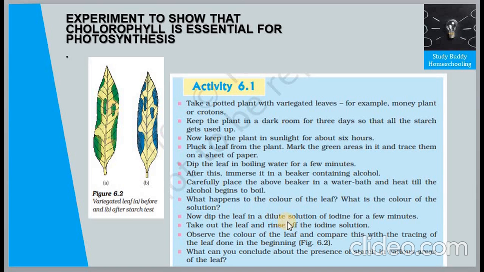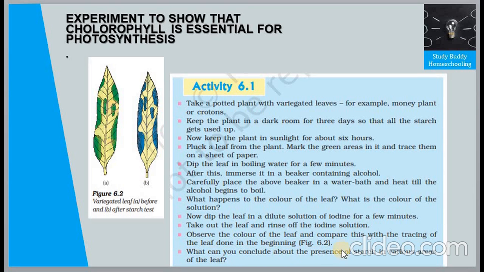Now dip the leaf in a dilute solution of iodine for a few minutes. This is the iodine. Iodine test is a test for starch. Whenever you place iodine drops on starch, it will turn blue-black. So now we are going to do the same test with the leaf. All you have to do is put a few drops of iodine on the leaf. Take out the leaf and rinse off the iodine solution. Observe the color of the leaf and compare this with the tracing of the leaf done in the beginning.